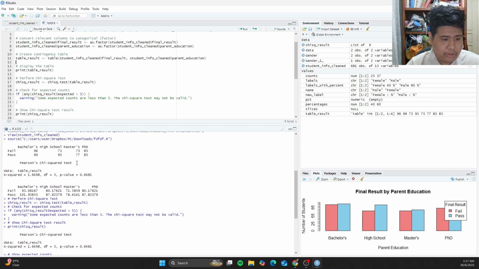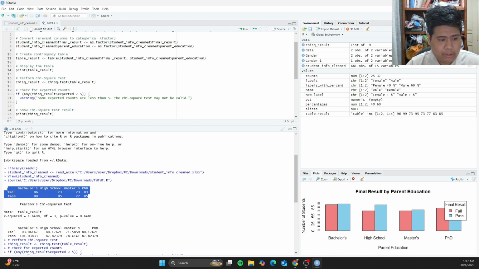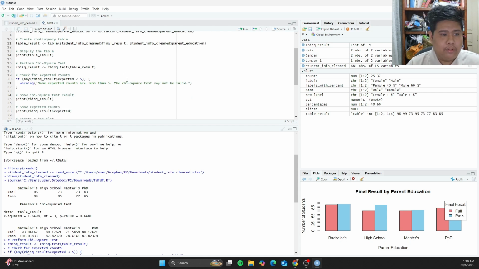So as we can see here, this is the contingency table, which has 4 columns for the parent education, which is the bachelor's, the high school, masters, and also the PhD. And we also have 2 rows for each column that have fail and pass values here. So as you can see here, the bachelor's fail count is 96, and the number of students that pass is 99 for those whose parent is a bachelor's holder.